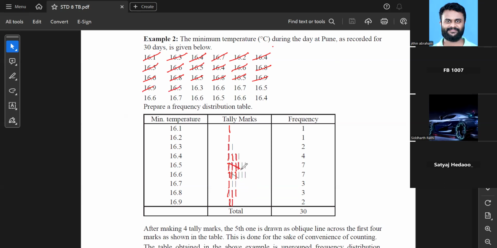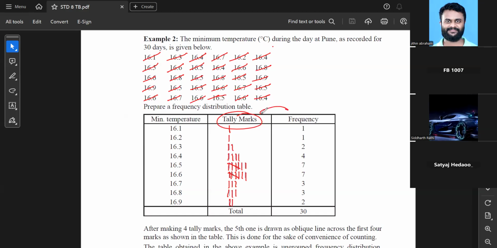After four tally marks, you don't draw a fifth tally mark, you have to cross it. Now we understand that it's a group of five. 16.3, tally. 16.6, 1, 2, 3, so the fourth one. 16.7, tally. 16.5, sixth one. 16.6, 1, 2, 3, 4, fifth one. 16.7, tally. 16.6, tally. 16.5, tally. 16.6, tally. 16.4, tally. Now, these are the tally marks.